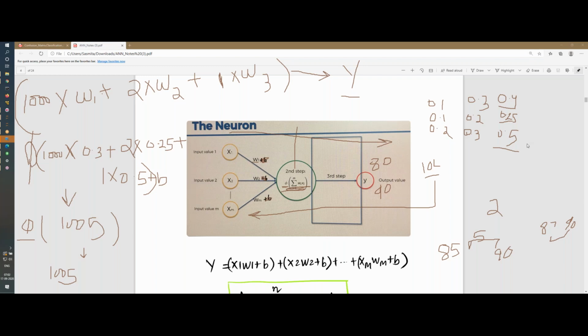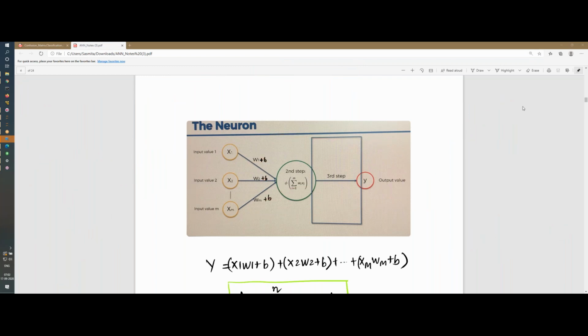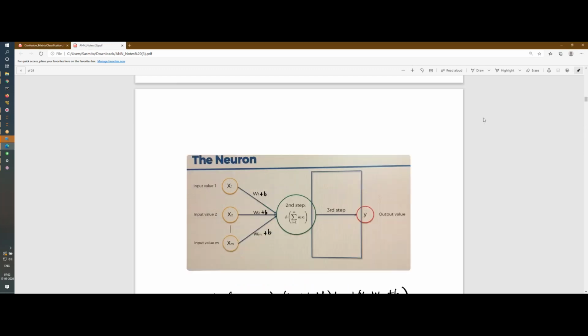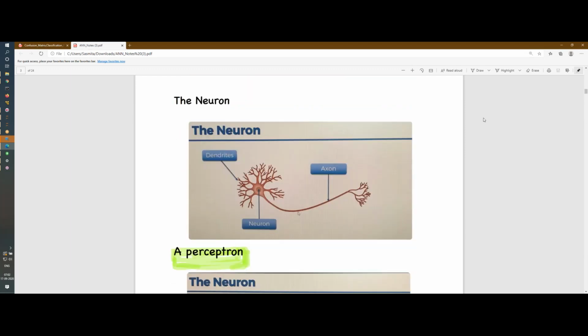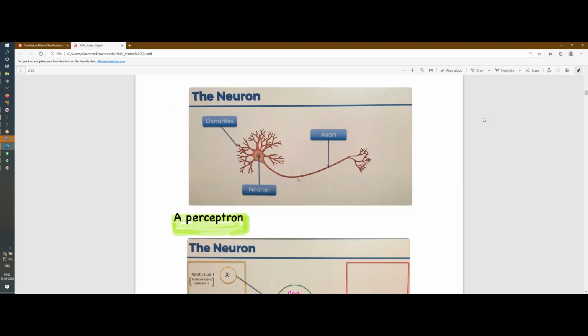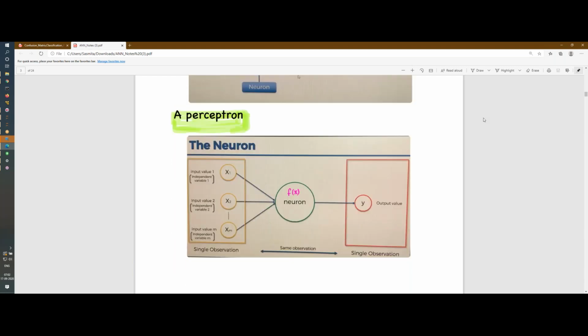Okay, so let me erase everything and explain what we have discussed so far. We have discussed 3 things. First is what is a neuron. The neuron is nothing but the basic building block. Like the human neuron has this kind of architecture: we have dendrites, neuron, and axon. The next thing we discussed is the perceptron.